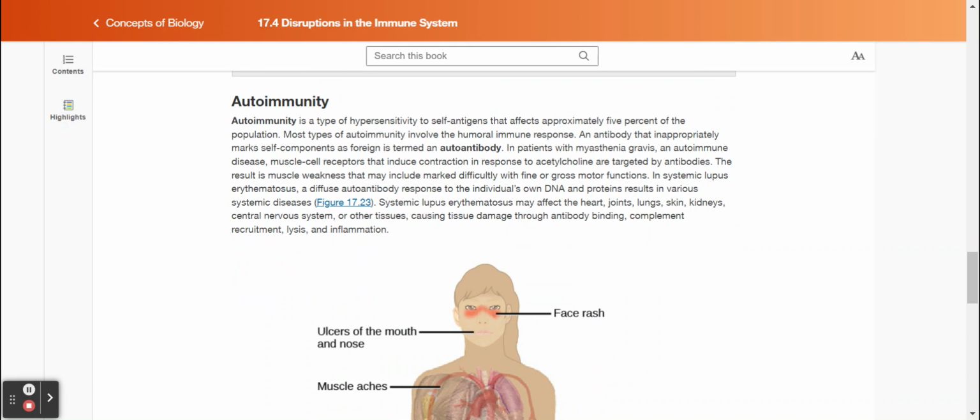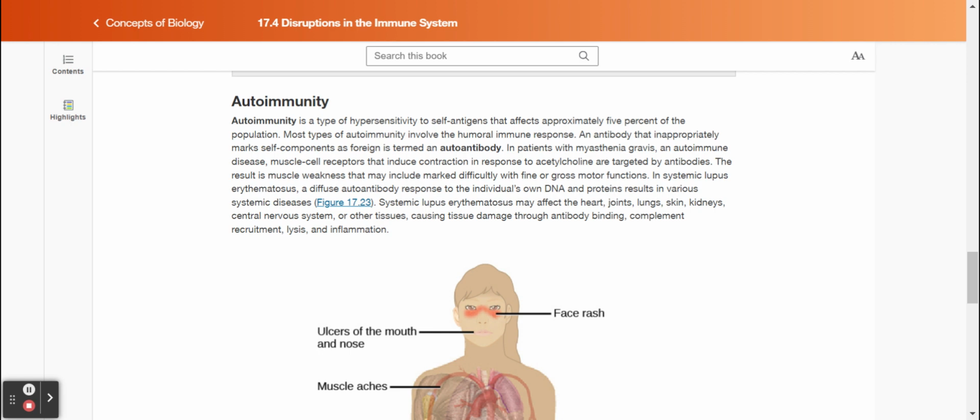Autoimmunity. Autoimmunity is a type of hypersensitivity to self-antigens that affects approximately 5% of the population. Most types of autoimmunity involve the humoral immune response. An antibody that inappropriately marks self-components as foreign is termed an autoantibody. In patients with myasthenia gravis, an autoimmune disease, muscle cell receptors that induce contraction in response to acetylcholine are targeted by antibodies. The result is muscle weakness that may include marked difficulty with fine or gross motor functions.